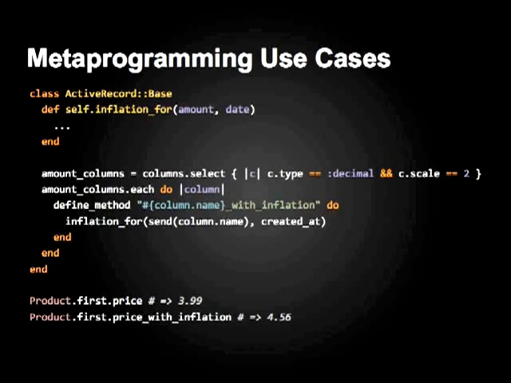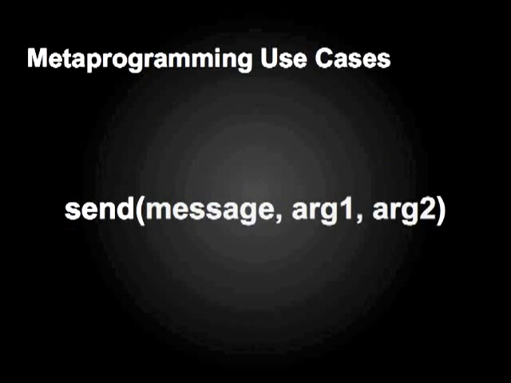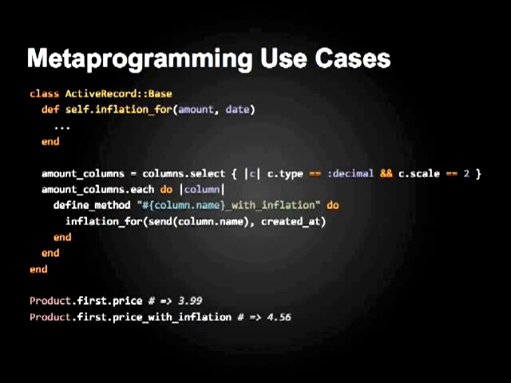So what we have to do is we need a way to send the message to that object. And for that, you use send. So send takes an argument of the method that you want to invoke on the object, and then you can pass in any number of arguments for the method that you're calling. So back to this, we call send and then column.name. So if the column name is total, then we're invoking total, that getter, and then passing in the created_at. So the result of that is now any model that's in our Rails application, we can say Product.first.price and have the normal getter return the price. And now we can say price_with_inflation and get it with inflation. And so now that'll work on any currency fields in our Rails application.